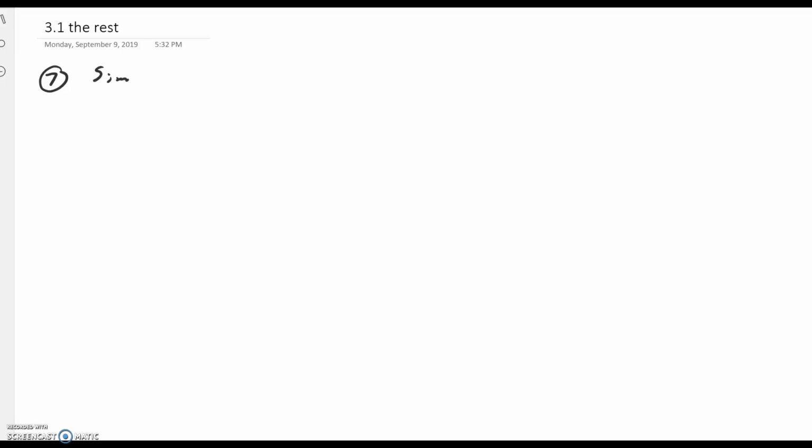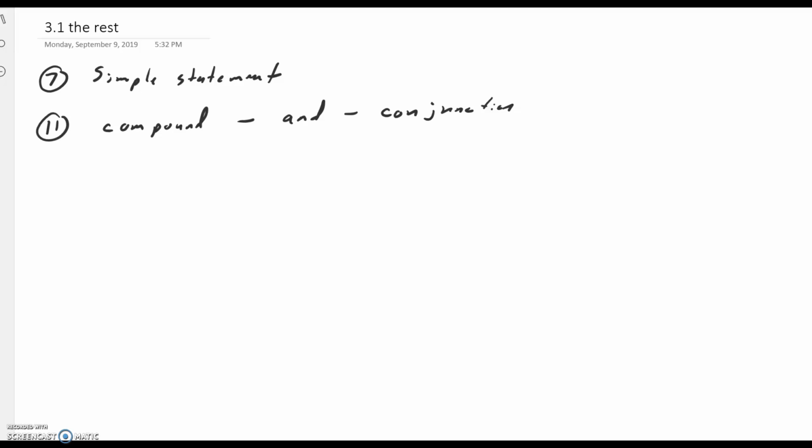Simple statement. There's no and or negation or if then. It's just a simple statement. As opposed to the next problem, which is a compound statement. It's two simple statements connected with an and. Bobby joined the army and he got married. And statements are compound statements that are sometimes referred to as a conjunction.